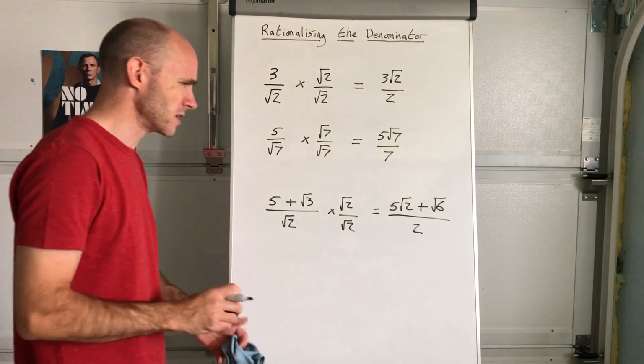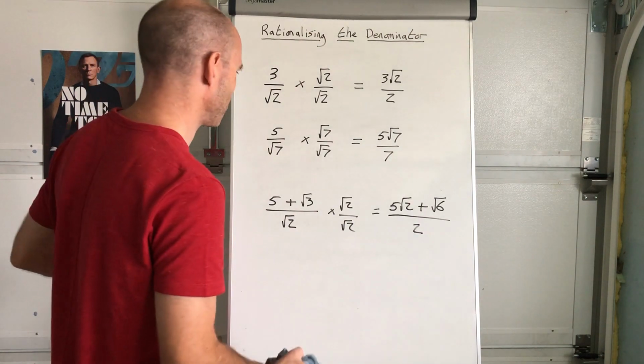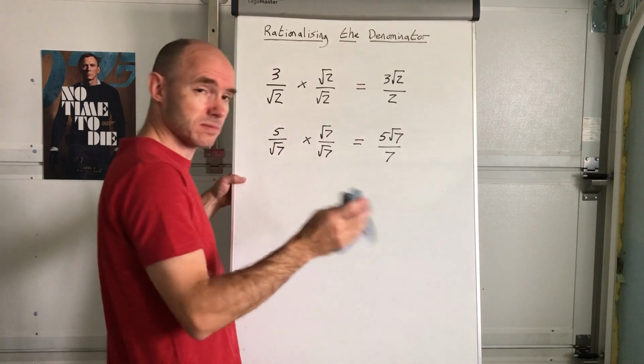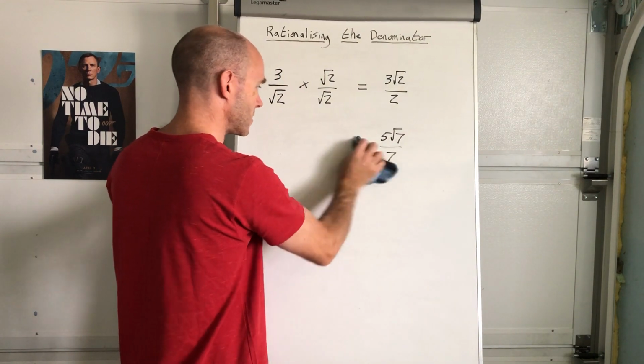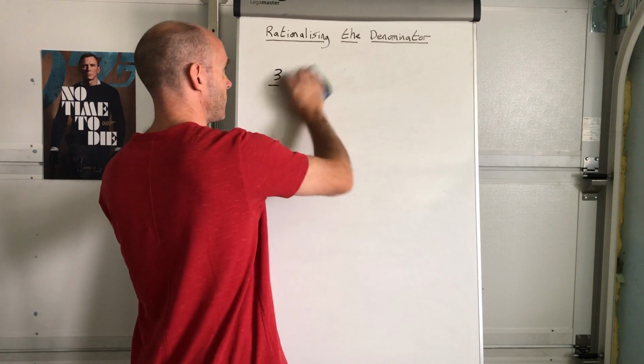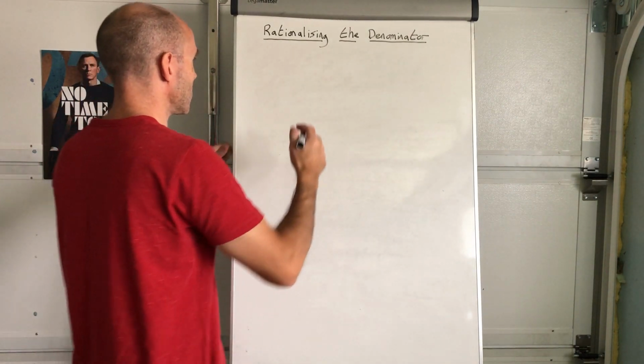I'm hoping those simple examples are easy enough for you to understand. Okay. Now, effectively, that is what you might call high-level GCSE simplification of surds. In A-level maths, you need to be able to simplify some more difficult looking fractions. Okay, so something like this.